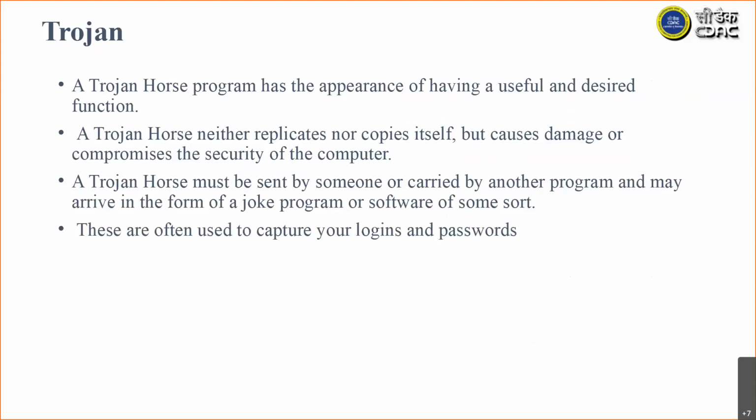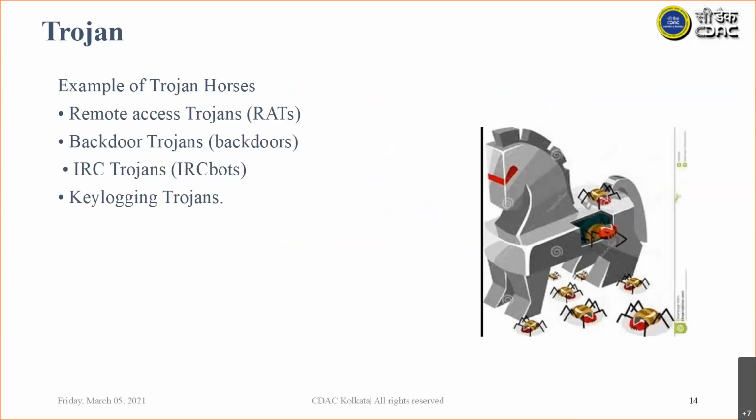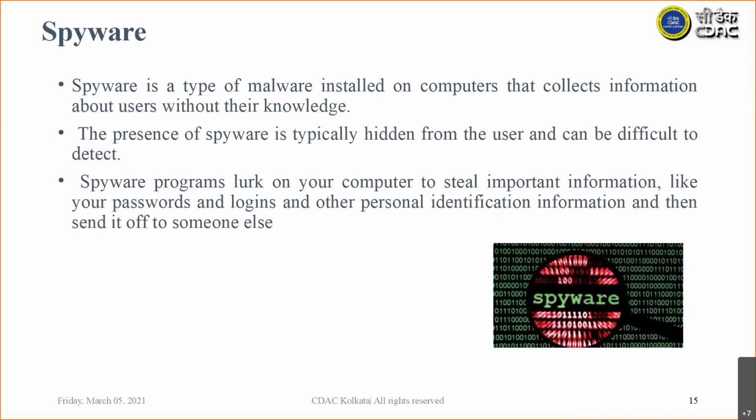Another type of malware may be Trojan. The Trojan horse program has the appearance of having a useful and desired function. A Trojan horse neither replicates nor copies itself, but causes damage or compromises the security of the computer. A Trojan horse must be sent by someone or carried by another program, or may arrive in the form of any program or software of some sort. These are often used to capture your logins and passwords. Some examples of the Trojan horses are remote access Trojans, that is called RATs, backdoor Trojans, IRC Trojans, keylogging Trojans, etc.